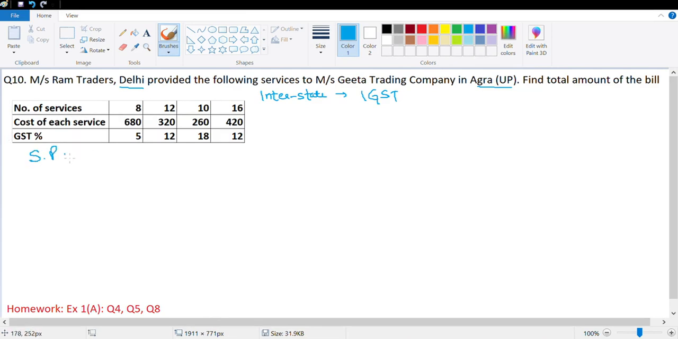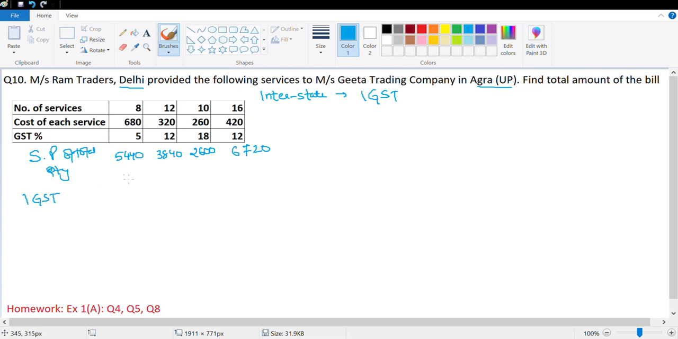So let's first calculate the selling price of the total quantity. In this case, 6 into 8 and 56 is 5,440. In this case, 320 into 12, which is 3,840. In this case, 260 into 10, which is 2,600. And in this case, 420 into 16, that's equal to 6,720. Now let's calculate IGST for each product.